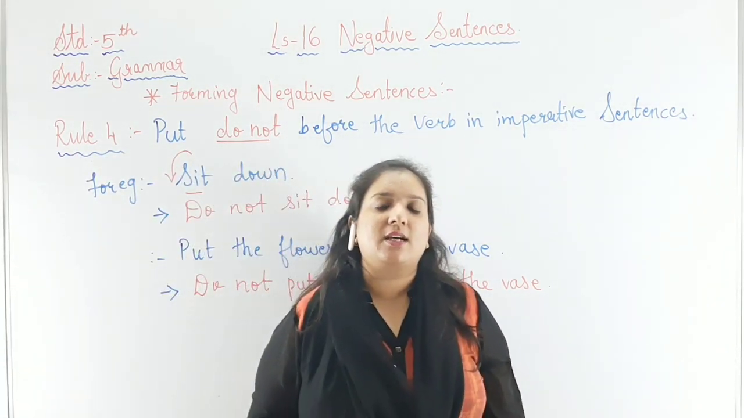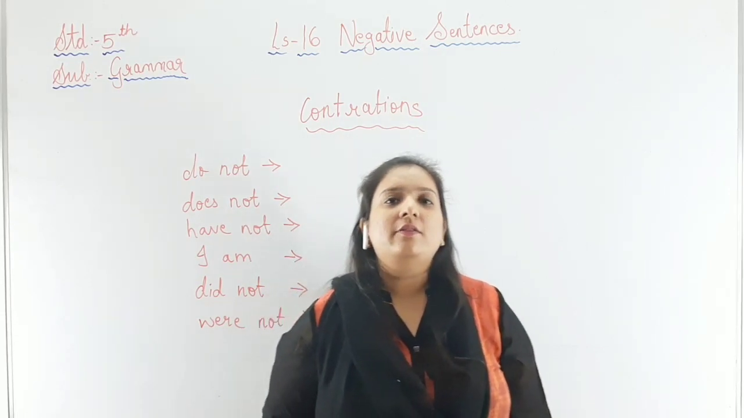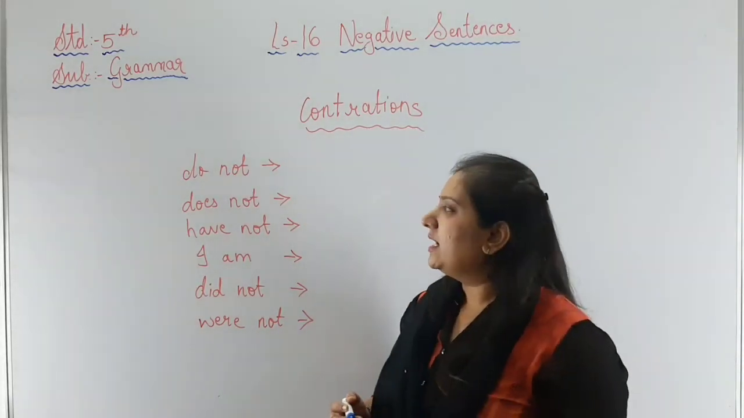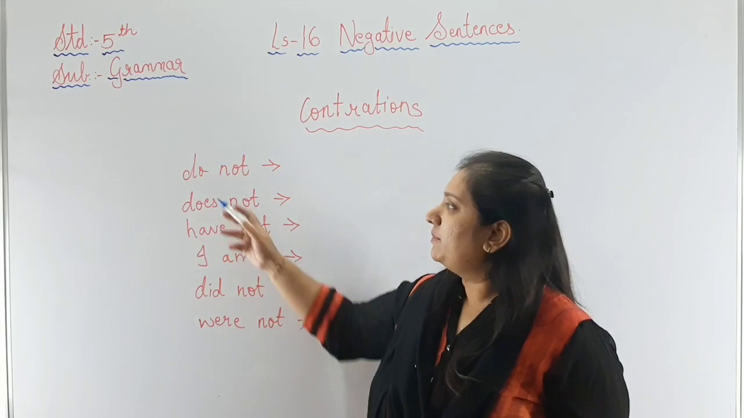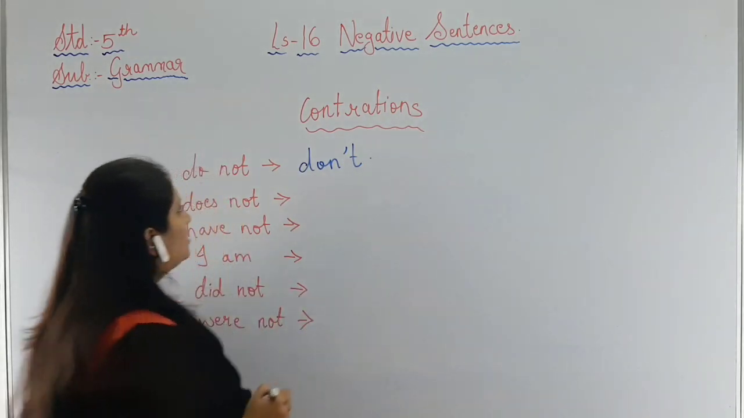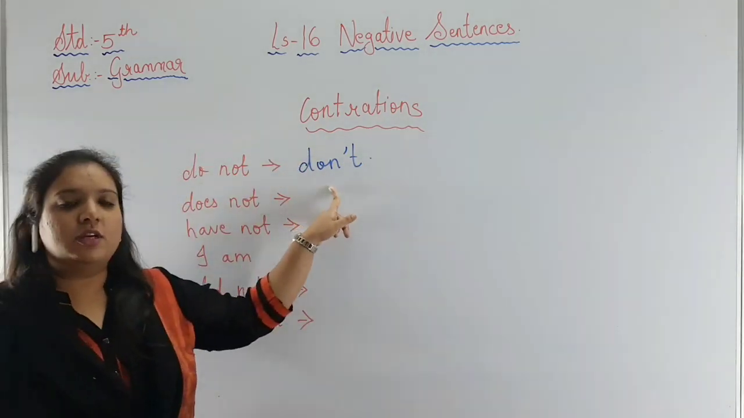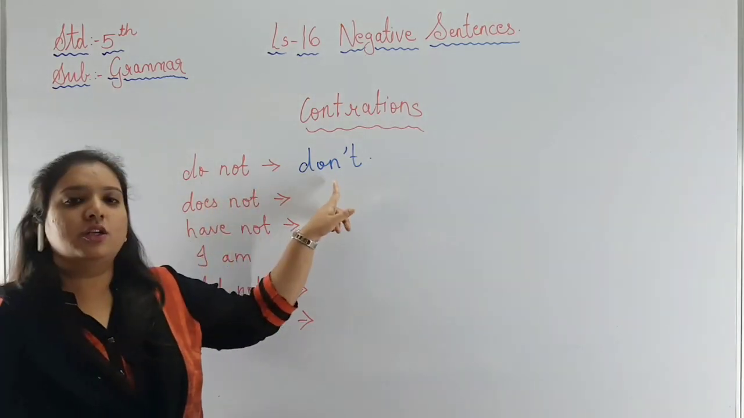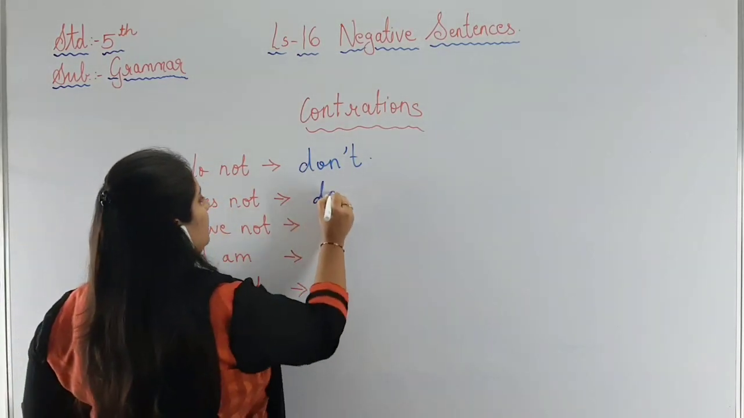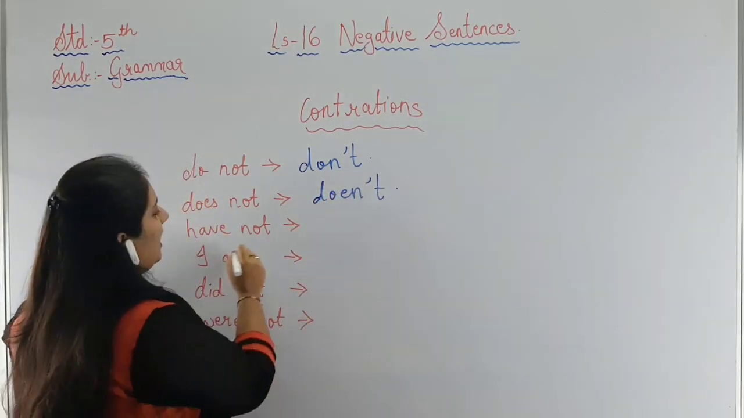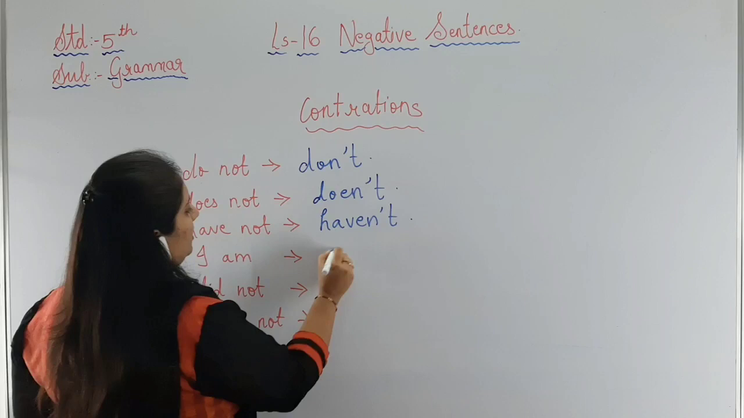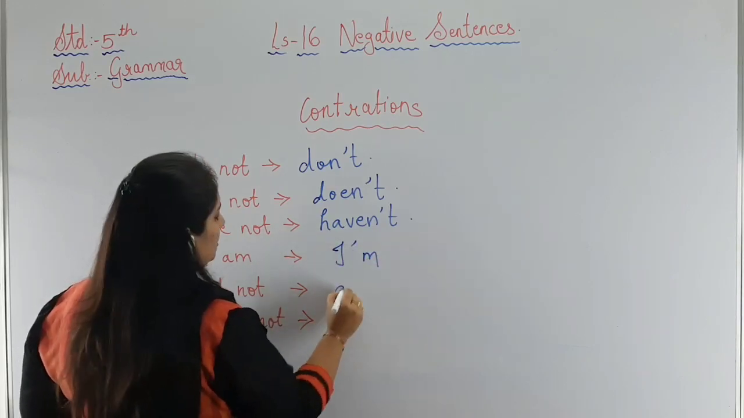Now let us have a look at some exercises. In this lesson we will use contractions in negative sentences. What are contractions? A contraction is the short form of a word. For example, do not will become don't, with an apostrophe. So in a statement we can use do not or don't, and the meaning will remain the same. Does not becomes doesn't. Have not becomes haven't, and so on. I am becomes I'm. Did not becomes didn't.